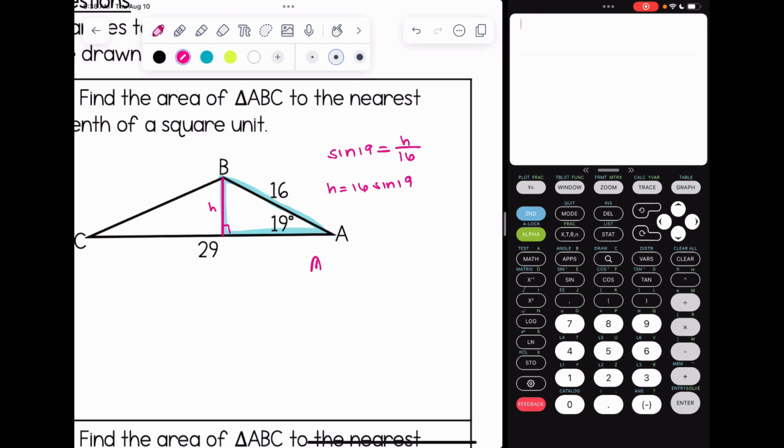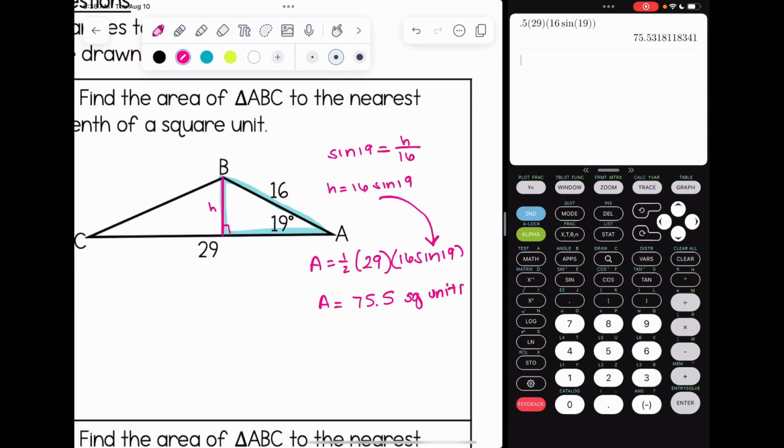So the area is equal to 1/2. The base of our triangle is 29. Remember, we're looking at the big triangle that we're trying to find the area of. The height is 16 sine 19. We're substituting in here. And then I'm going to type that into my calculator. And to the nearest tenth of a square unit, I have 75.5 square units. I will show you the other way using the formula too.